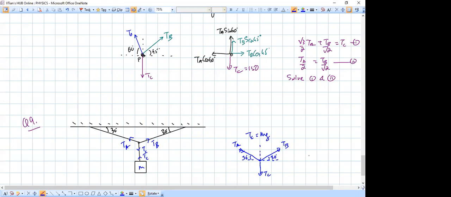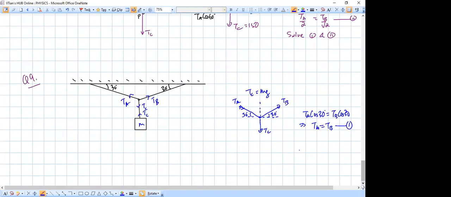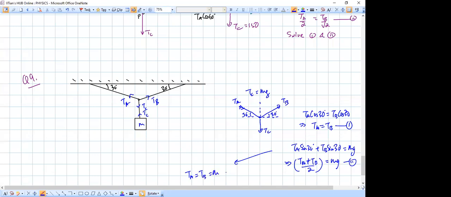So the horizontal components will be such that TA cos 30 balances TB cos 30. That means TA is equal to TB. That's your first equation. And along the vertical, you have TA sine 30 plus TB sine 30 balancing mg. So you have TA plus TB by 2 equal to mg. That's your second equation. So just solving these, you will get the tensions.